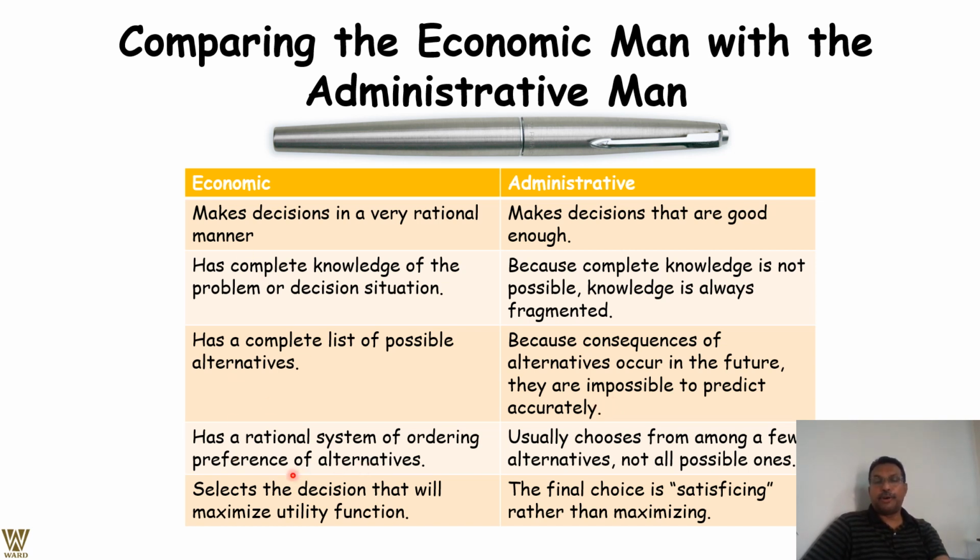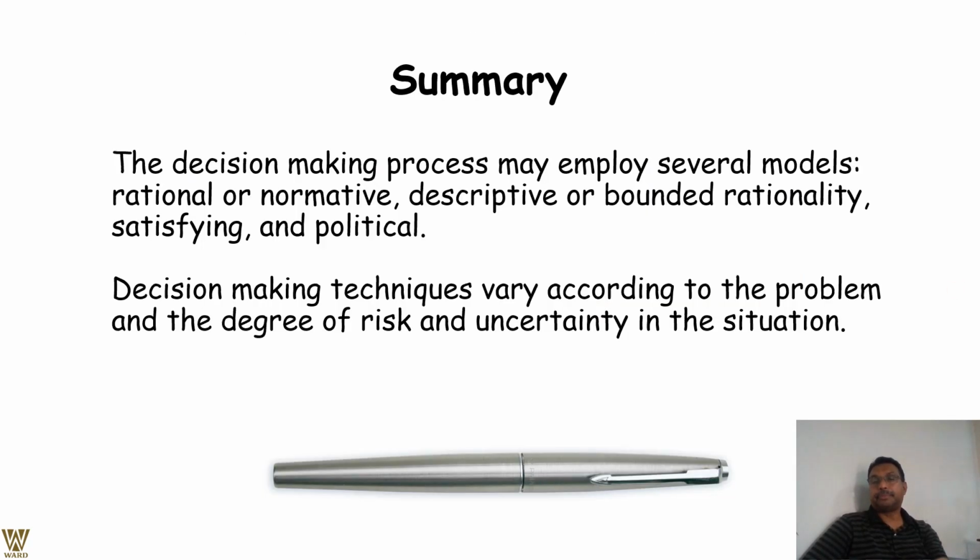The economic man has a rational system of ordering preferences of the alternatives, as in prioritizing. The administrative man usually chooses among very few alternatives, and probably not all possible ones, and very few are probably the best one. The economic man selects a decision that will maximize the utility value. Did I say of the economic decision, money decision? But for the administrative man, the final choice is satisficing rather than maximizing, making everyone happy and making sure nobody is a loser. So in summary, the decision-making process may employ several models: rational or normative, descriptive or bounded rationality, satisficing, and political. Decision-making techniques vary according to the problem and the degree of risk and uncertainty in a situation.